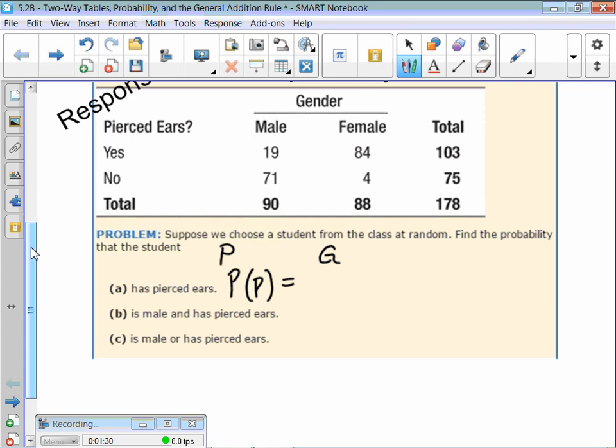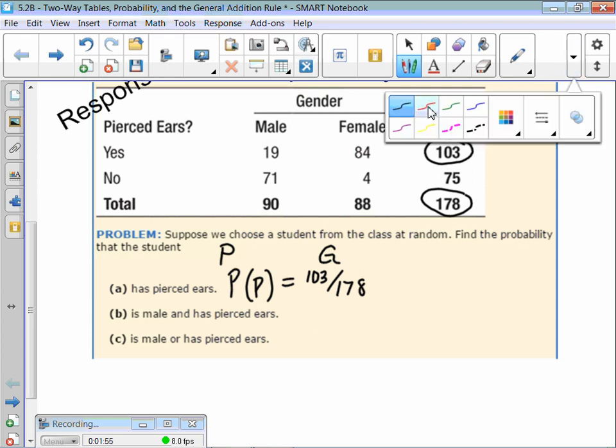Raise your hand if you can tell me the probability that any given person out of these 178 students has pierced ears. Grant. Yeah. So here's my yes, pierced ears. Here's all the males, all the females. Here's the total people that have pierced ears out of the total people in the class. So it's 103 out of 178.